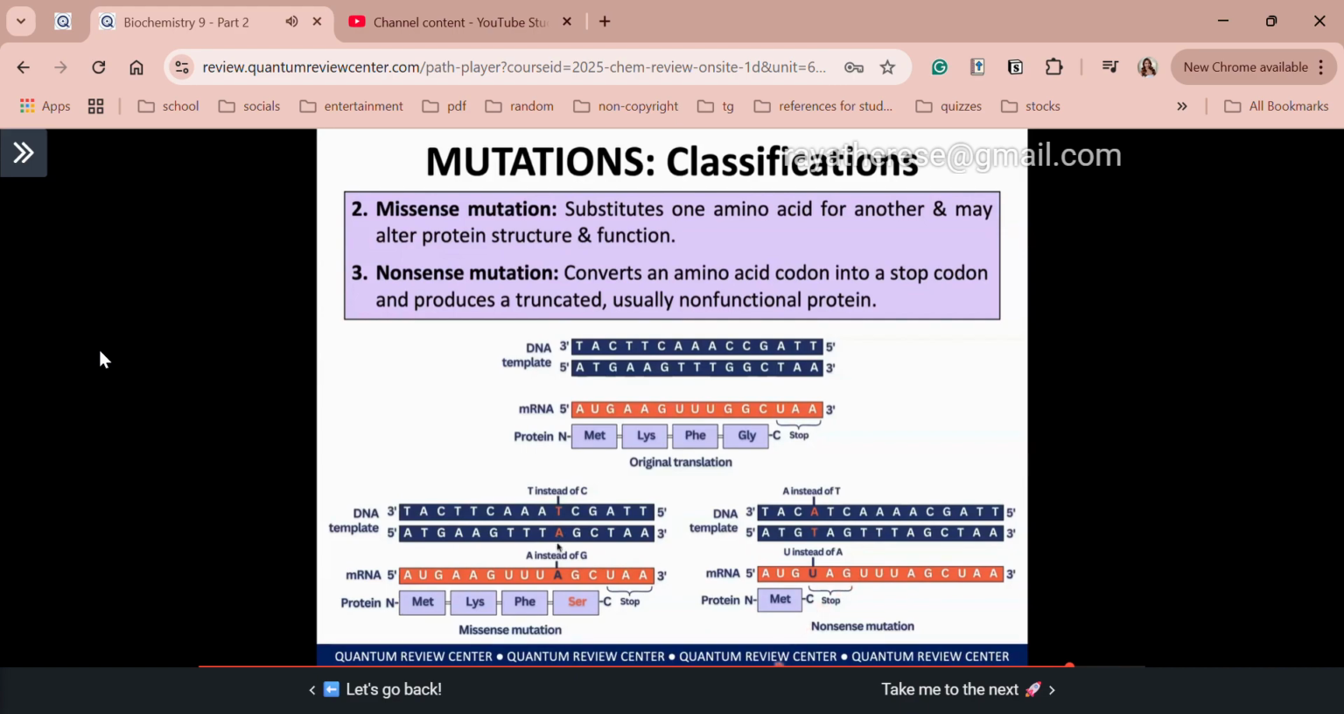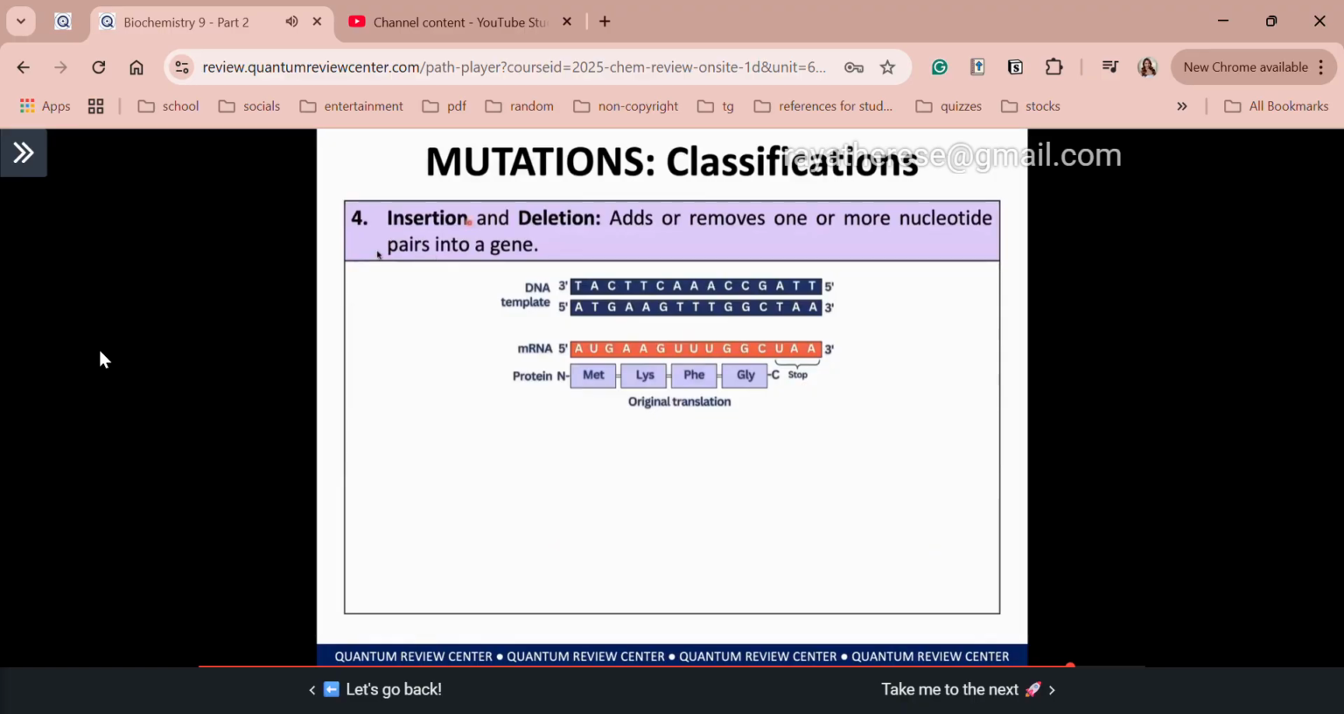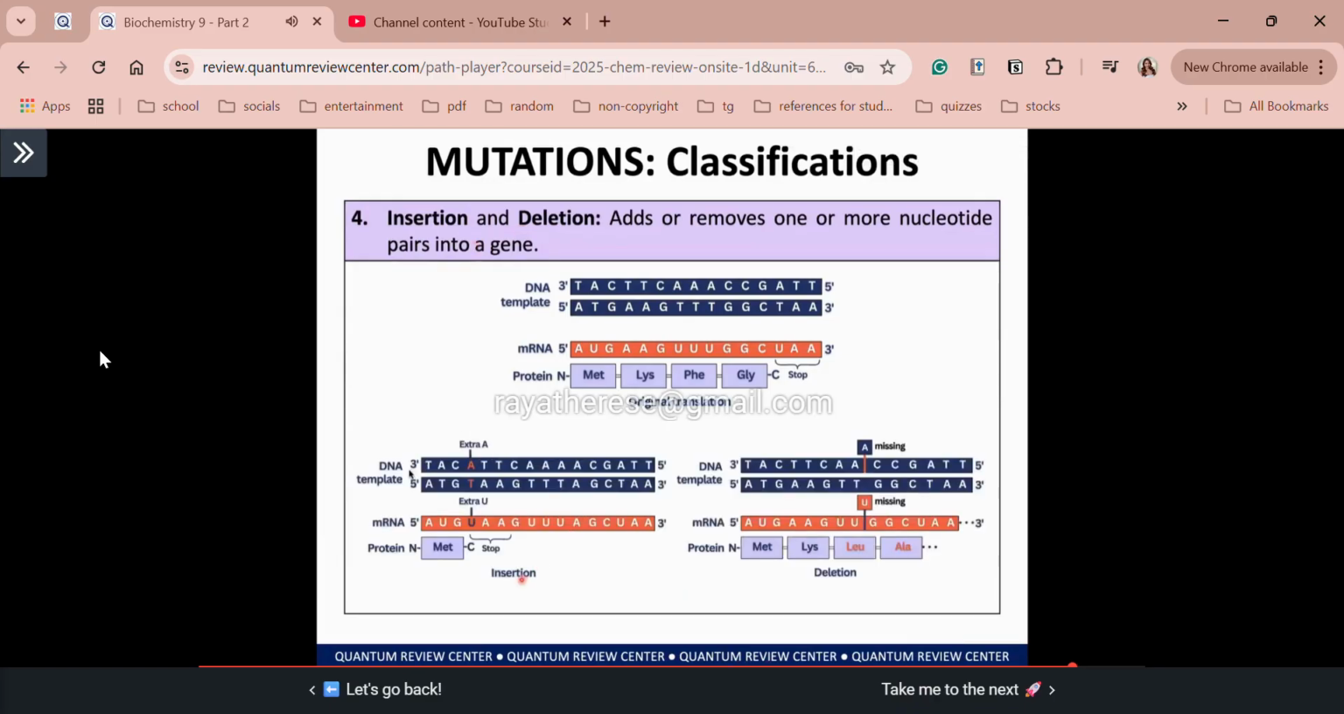Let's proceed with our last batch ng mutation type. Primarily your insertion and deletion. So these two, basically this just adds or removes one or more nucleotide pairs into a gene. So let's check each specific mutation. First, when we say insertion, so very basic, sir, we will just add a nucleotide pair.